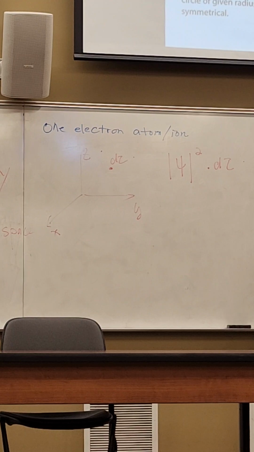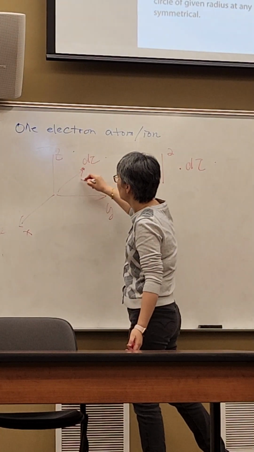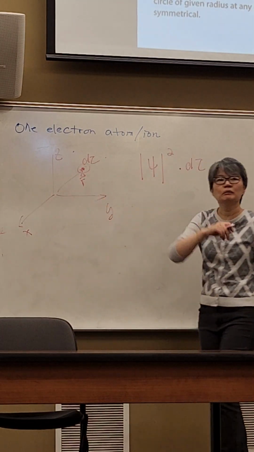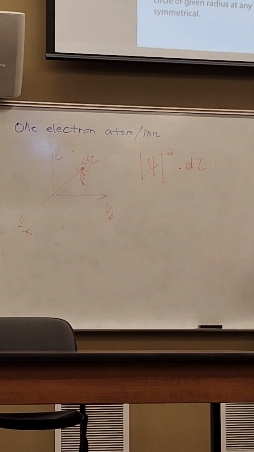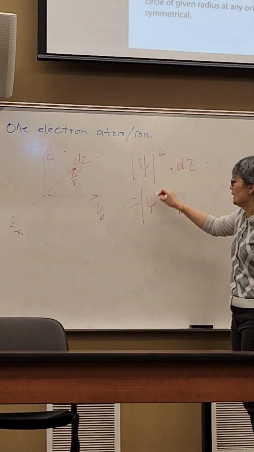Yes, that's the probability to locate a particular point with a small volume of dτ. That's our definition. I didn't do anything fancy. Do you guys agree with that one? Alrighty.